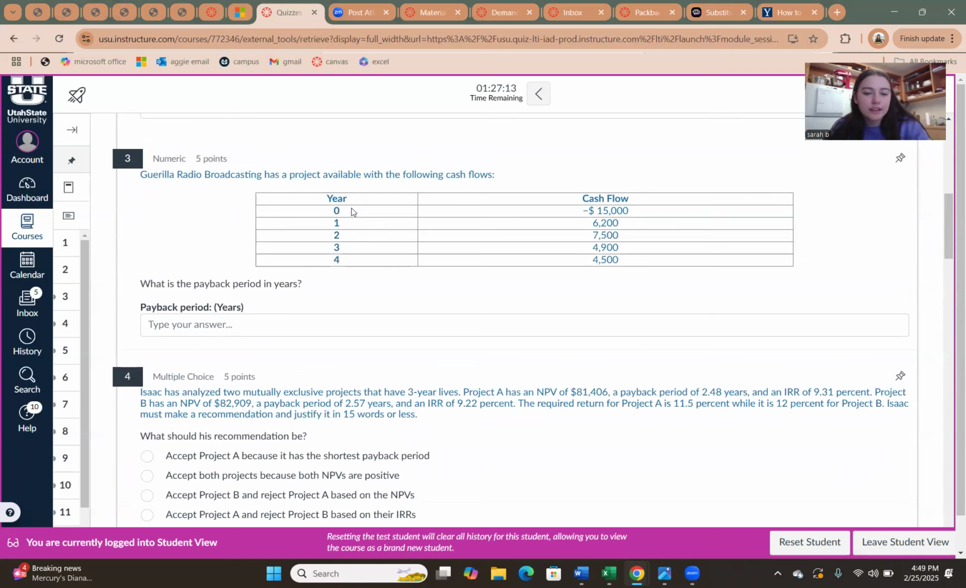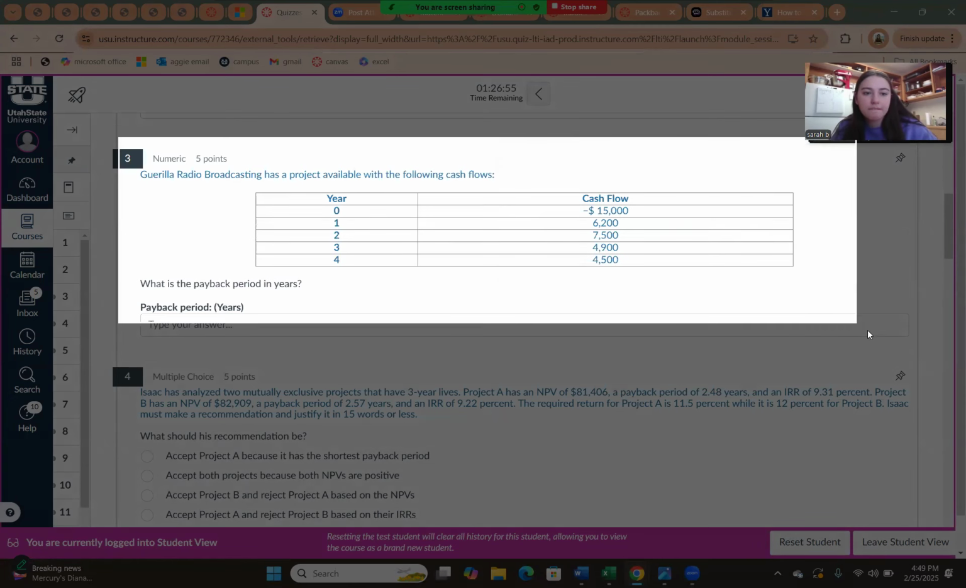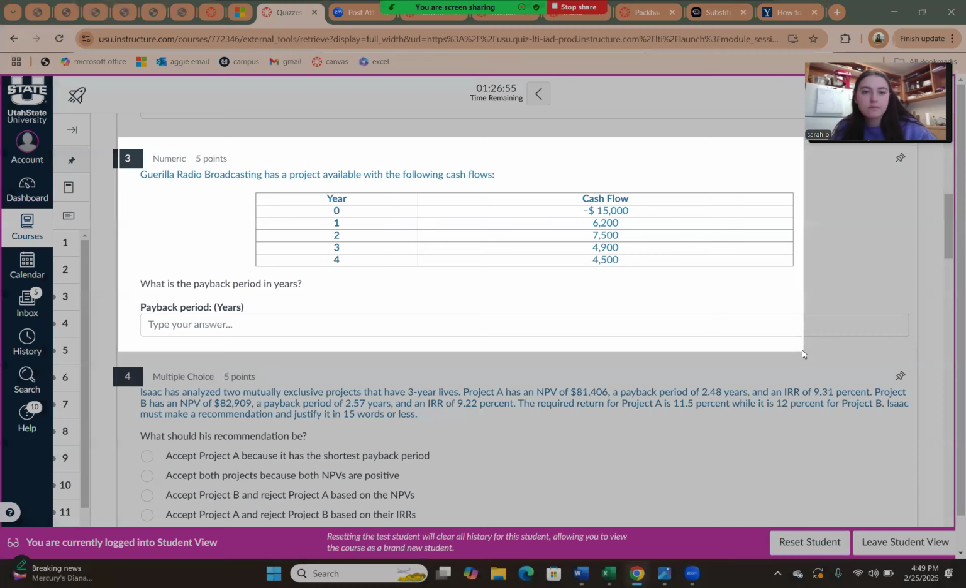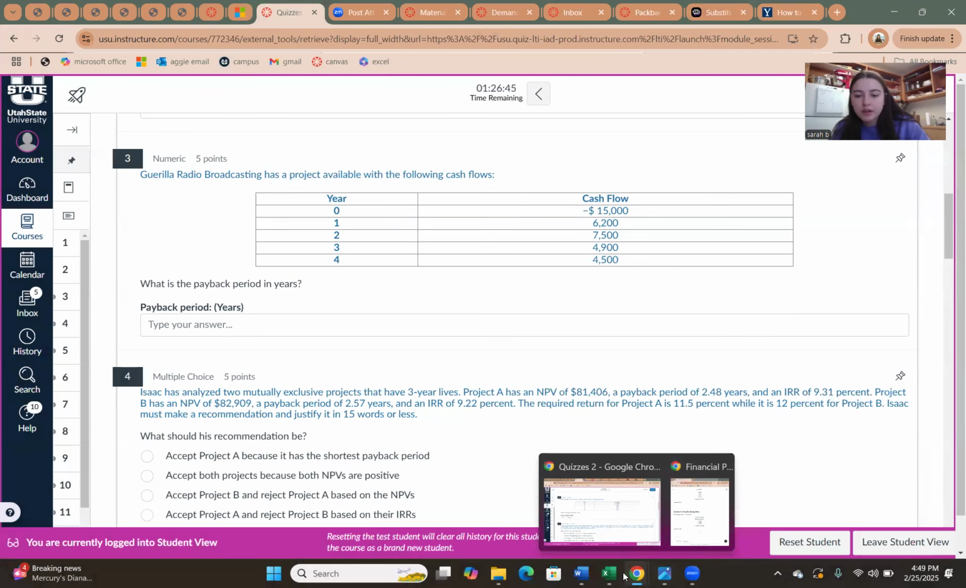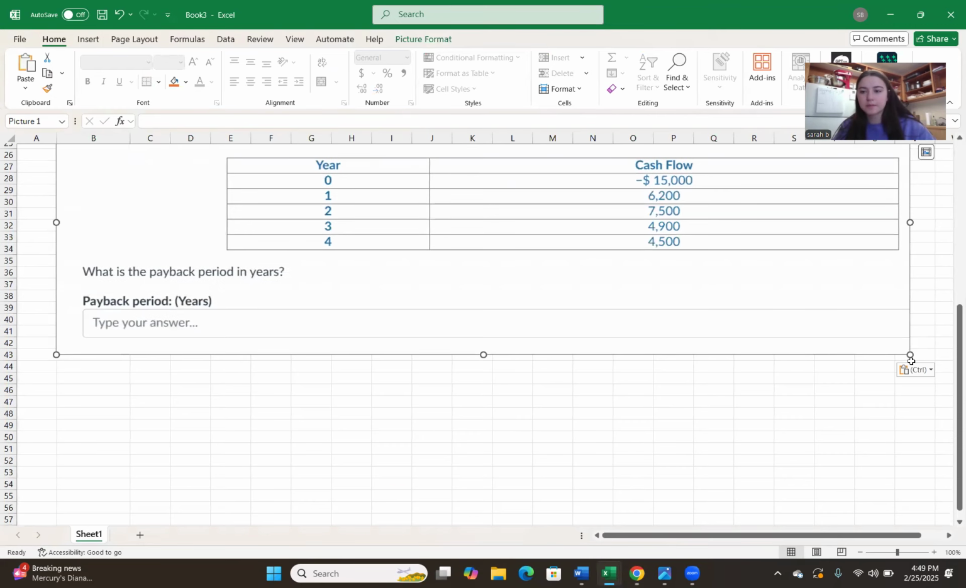So let me look at this. Okay. Korea Radio Broadcasting has a project available with the following cash flows. What's the payback period in years? Okay. What I'm going to do is just screenshot this actually and just paste it right in there, so I don't have to keep going back. Question 3, way too big.